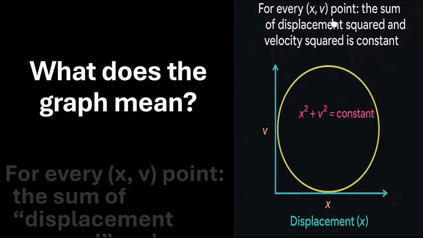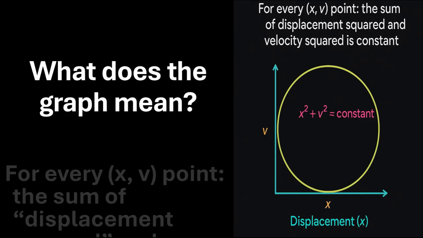For every x comma v point on the circle, the sum of displacement squared and velocity squared is a constant, is what this means. Which means if you find a point here, find out the v value and the corresponding x value, and square them and add them, that should give the same value as a point here. For that matter, every point of the circle.